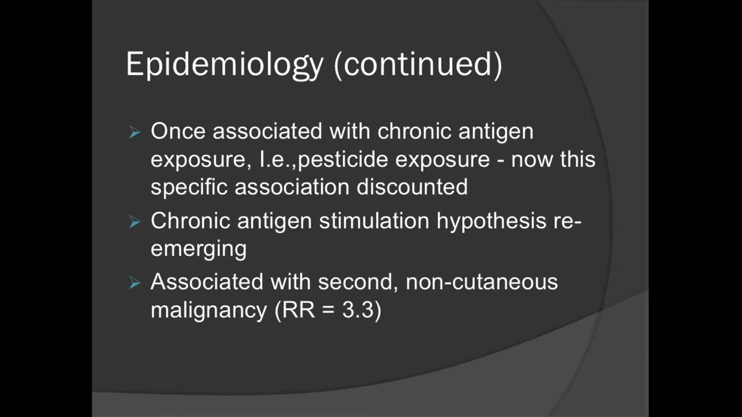In California in the mid-1980s, they thought they saw a big influx of cases, and they decided this might be related to chronic pesticide exposure. That hypothesis was run down for years, never showing it, but we'll come back to that later, because it may play something with chronic antigen stimulation leading to a clonal expansion in MF. Maybe that's true, maybe it's not.